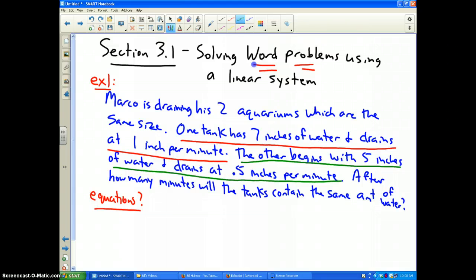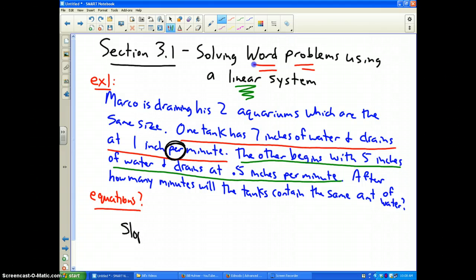Now, as we've talked about, when you're dealing with linear systems, we know linear systems are in the form y equals mx plus b. And so therefore there's a slope and a y-intercept. Now, let's pick out the key words. First of all, what I underlined in red, the magic word per. That tells you right away that 1 inch per minute is the slope.